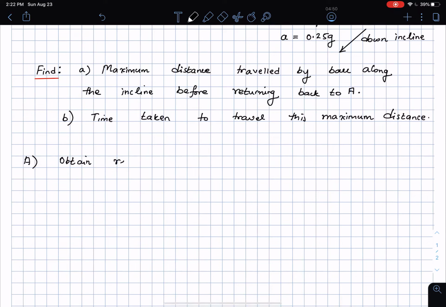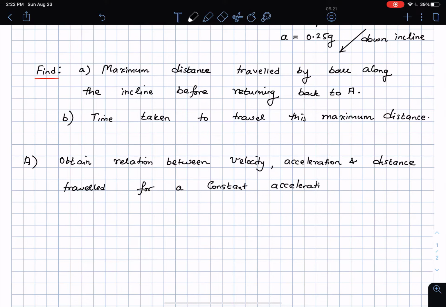All right, so the first thing I'm going to do is obtain the relationship between velocity, acceleration and distance traveled for the case of the constant acceleration problem. Given acceleration a is a constant, I'm going to call this a suffix c.